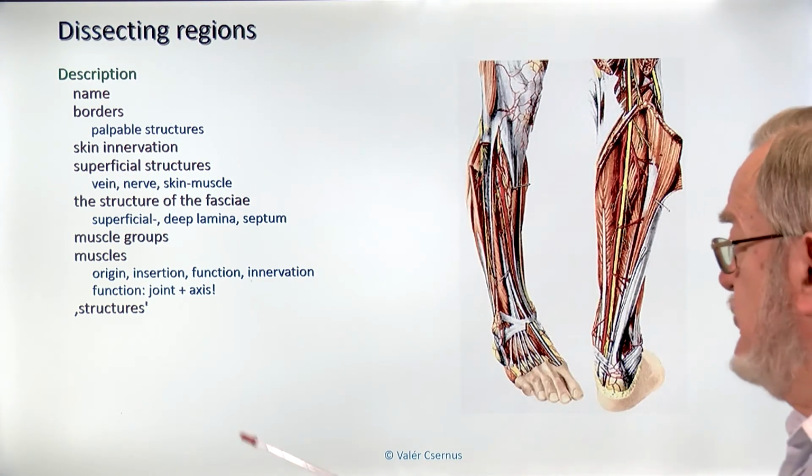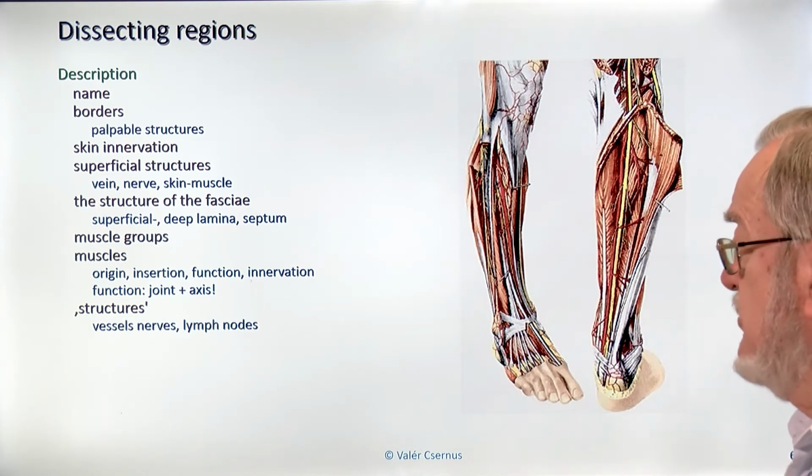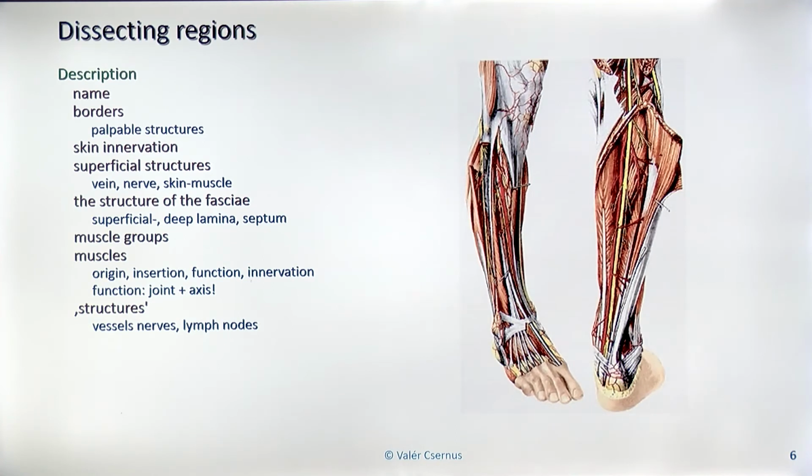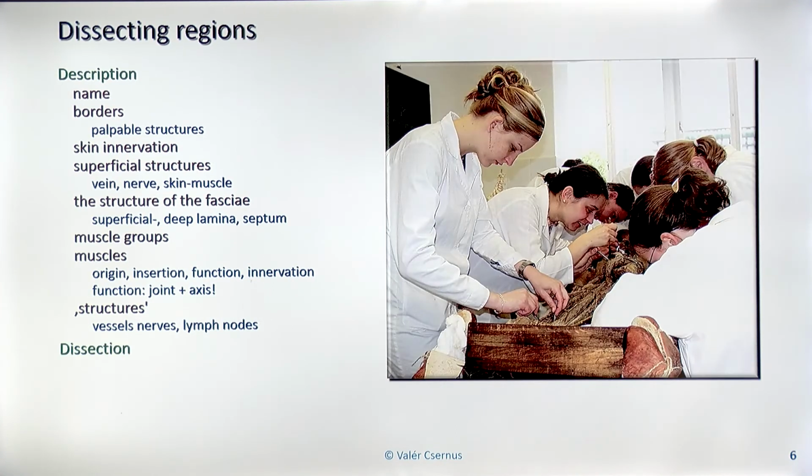And finally, as I mentioned, you have to describe the structures. So the structures are the vessels, arteries, veins, nerves, and also the lymph nodes, if they are dissectable there.